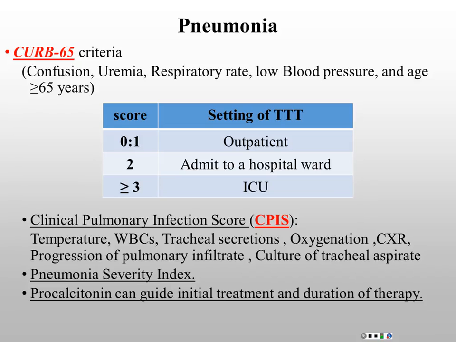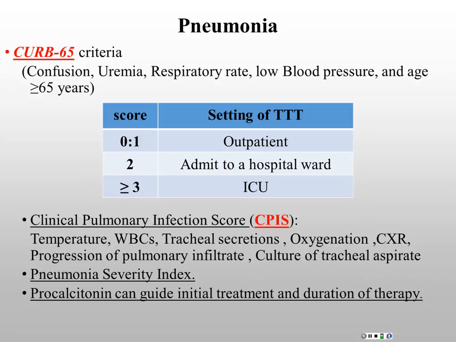If your score is 3 or more, that score suggests that you should go to the intensive care unit. Other scores like the CPIS and the pneumonia severity index, you should be familiar also with these scores. They are more complicated. Sometimes you may have to have a card to calculate the actual scores, looking at more variables than mentioned in the CURB-65. Also, there is a role now for procalcitonin to guide you regarding initiating treatment and to stop treatment with clinical improvement and procalcitonin improvement as well.